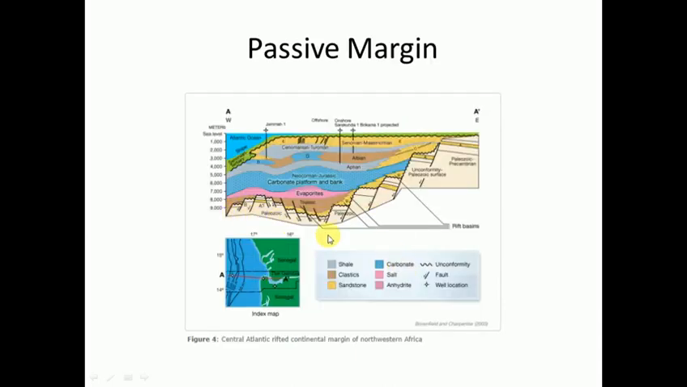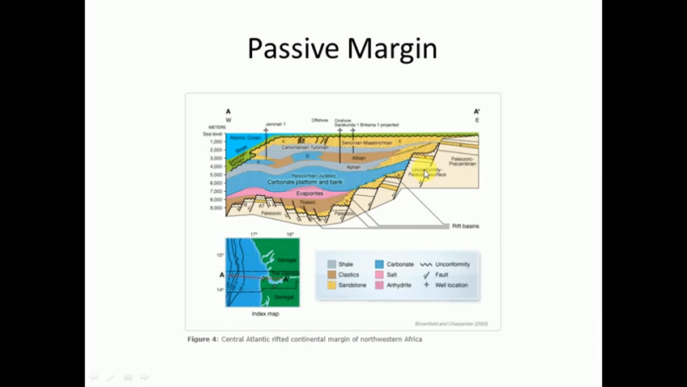So this at the bottom here is your basement. You've got rifting on top of it, and you've got active rifting down here, and then you've got the passive margin up here that's been deposited. Yellow is sandstone, brown is clastics, pink is evaporites, blue is carbonates, and this grey is shales. So you can see in this type of setting you could probably get a stratigraphic or a structural trap.